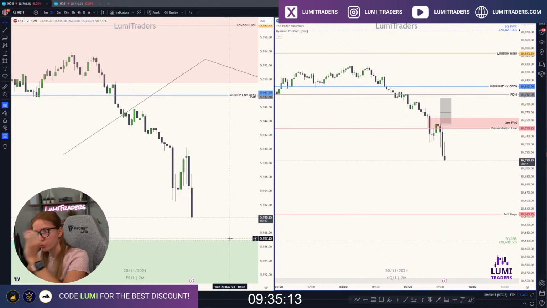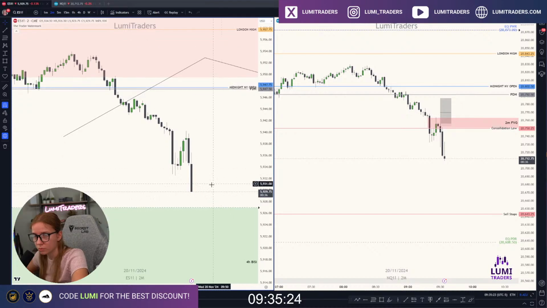Too close to this fair value gap. Once again, guys, we don't want to trade from nowhere, right? Even if you can see any signs of reversal, we need to enter some sort of high time frame level, right? Not in the middle of nowhere.